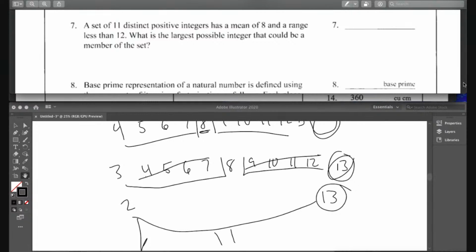I mean, when it says it's a set of 11 distinct positive integers, and the range is less than 12, that makes it pretty obvious that it's 11 consecutive numbers. So, yeah, 11 consecutive numbers. Like, if you have more than 11 consecutive numbers, if there was one number that wasn't consecutive, that's like, hmm. Oh, wait. I'm not quite sure how I want to say this.